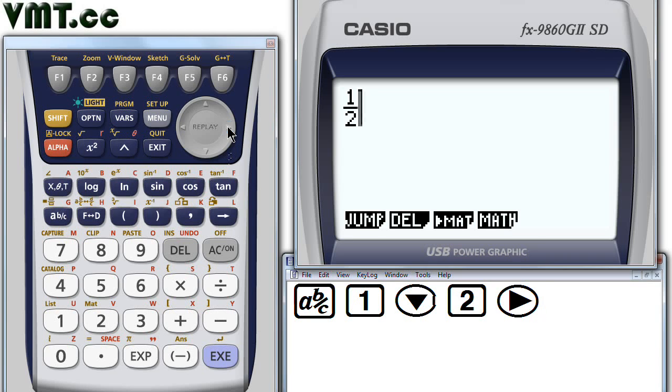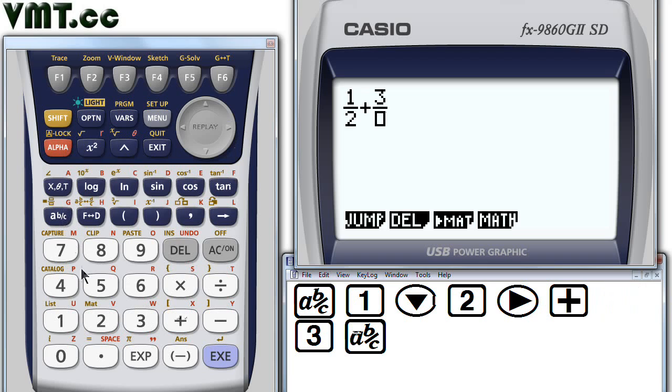Now let's continue inputting our expression. Plus, another way of inputting a fraction is if the numerator is just a single number, type that first. Then press the fraction key, followed by the denominator. This is a little bit faster. Finally, press execute. The answer is 11/10.